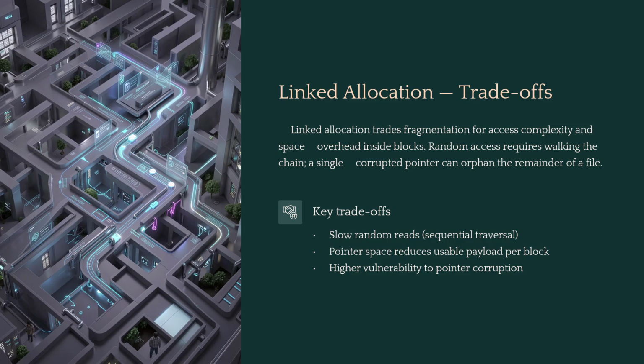Another issue is that every block stores a pointer, which reduces the amount of space available for actual file data. Also, if one pointer gets damaged or corrupted, the remaining part of the file may become inaccessible. So, linked allocation works well for sequential access, but it is not suitable when fast random access is required.